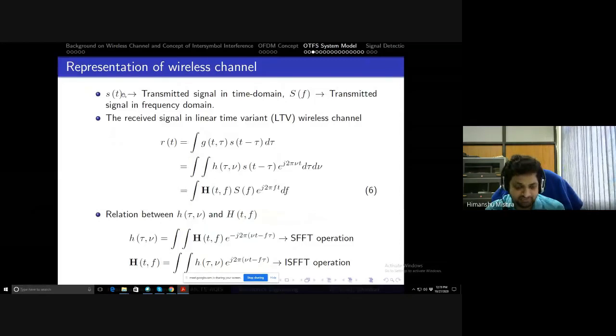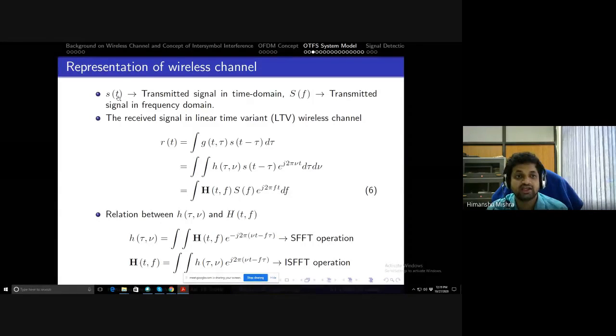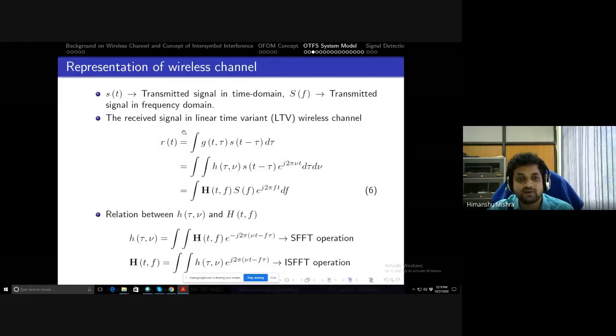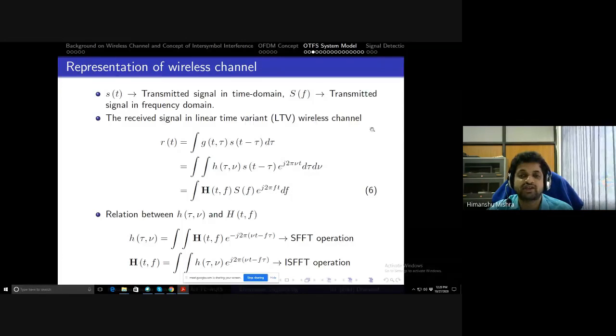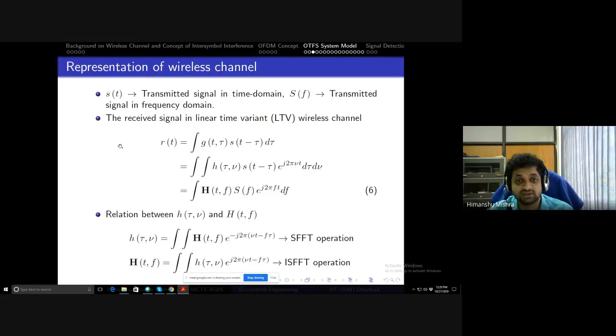If your transmitted signal is s(t) and your received signal is r(t), how can you represent the received signal? r(t) will simply be the integration of this part. This is known as your channel impulse response. That means it is the relationship, using the channel time varying impulse response and the transmitted signal, that gives the received signal. I'm not writing any noise over here, so let us not bother about the noise. We just focus on this part. Obviously noise will always be there. So r(t) is the integration of this thing. All of you know that for a particular time, this is nothing but the linear convolution.